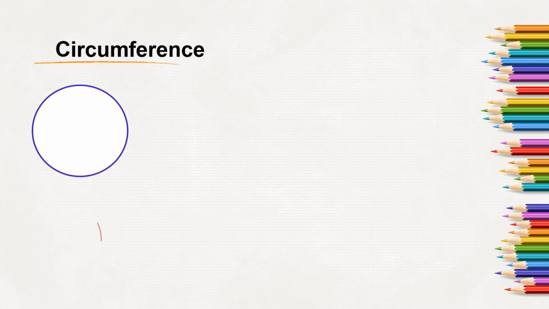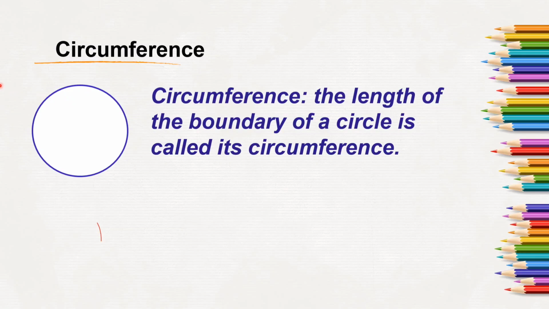Next, circumference. The length of the boundary of a circle is called its circumference. The boundary of this circle is called its circumference.